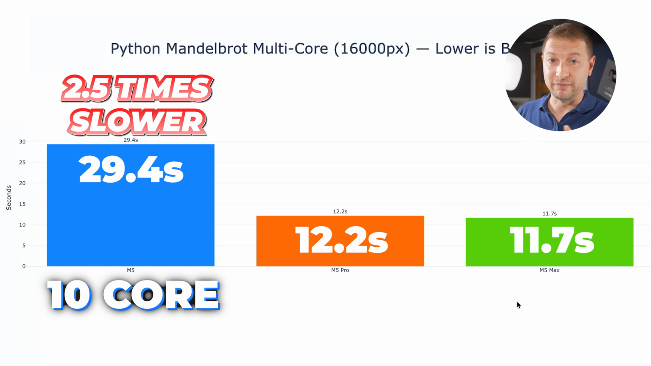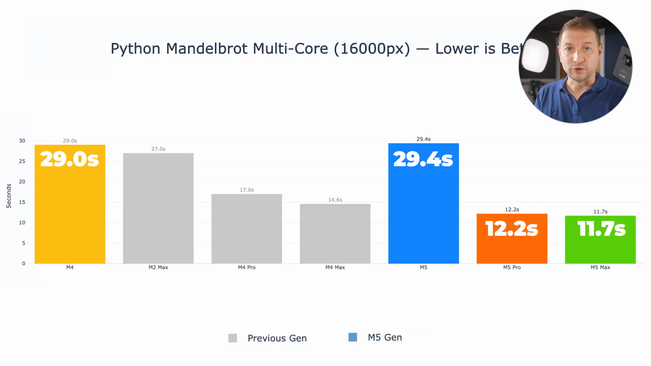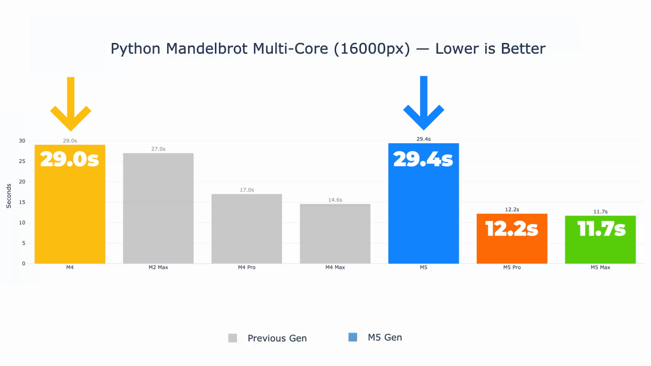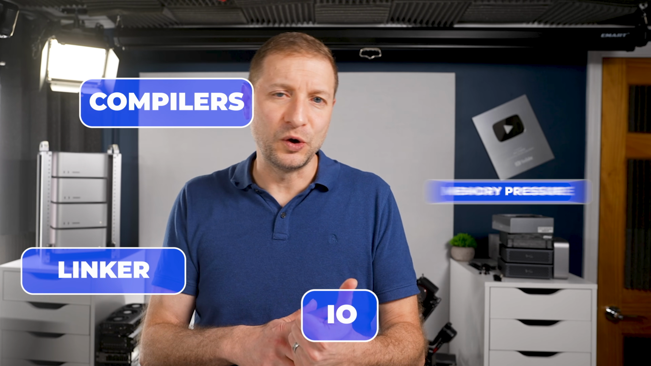For context, the M4 was 29 seconds too. So the M5 base is basically the same speed as last year for multi-core work. The improvement came from adding more cores to the Pro and the Max, not from making the same cores faster. Alright, so pure compute scales linearly with cores, but real builds involve compilers, linkers, I/O, and memory pressure.